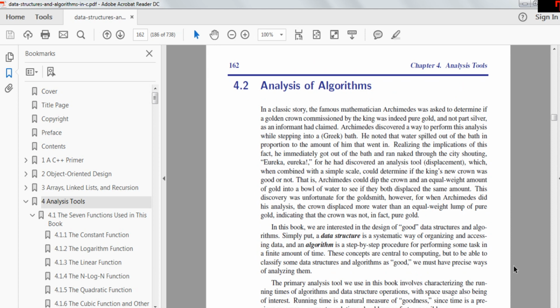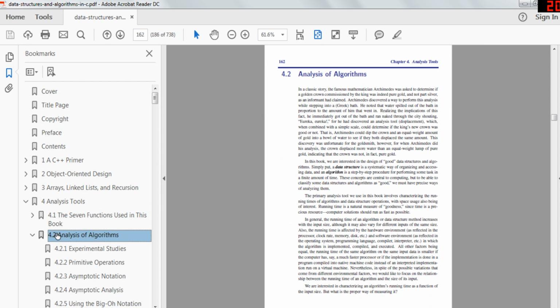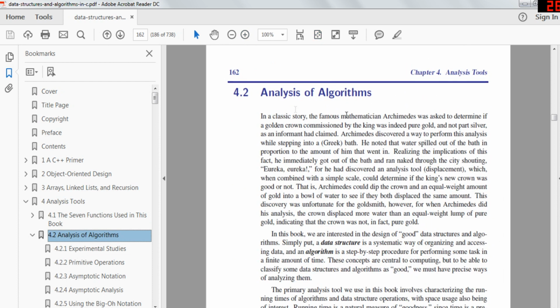Alright, so now we are at the analysis of algorithms part. Let's tell a classic story. There's a mathematician named Archimedes who was determined to find out if a golden crown commissioned by the king was actually pure gold and not silver, as an informant had claimed.